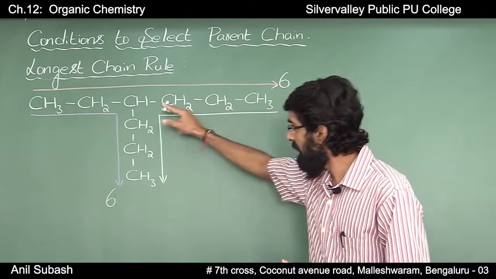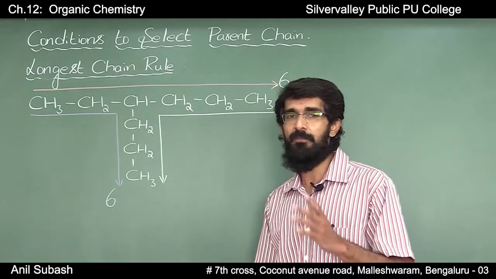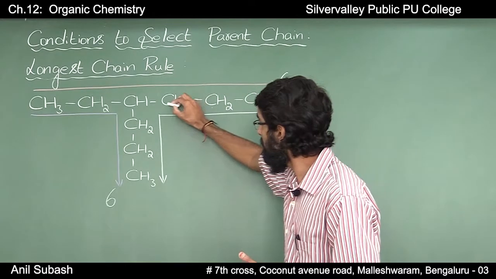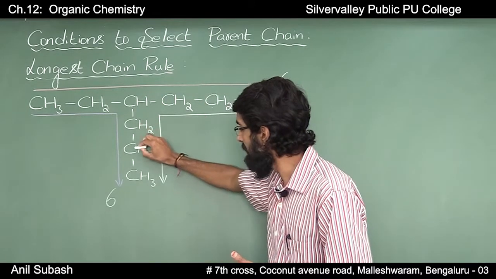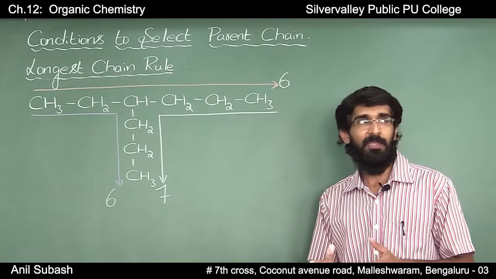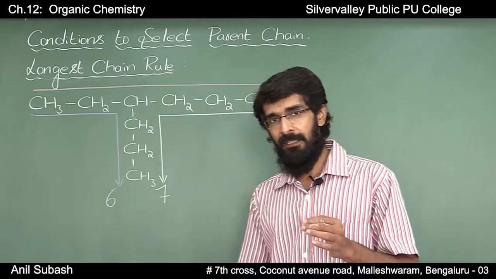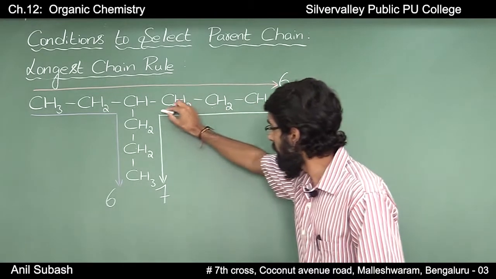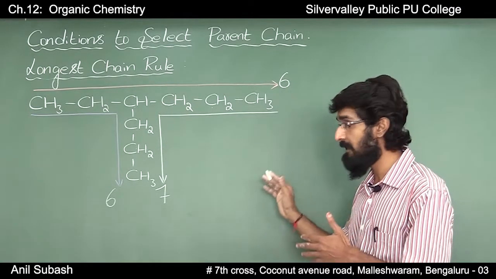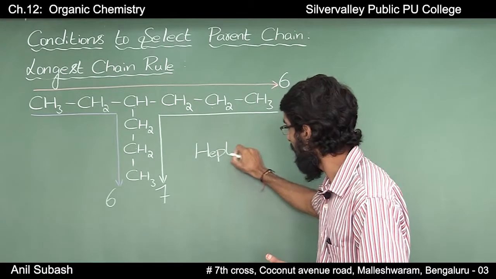Now we have another chain of carbon atoms. Let us count the number of carbon atoms in this chain. It is 1, 2, 3, 4, 5, 6, 7. That is, there are 7 carbon atoms in this chain. So you can clearly say that this will be the parent chain, and since there are 7 carbon atoms in this parent chain, the root word of this compound will be hept.